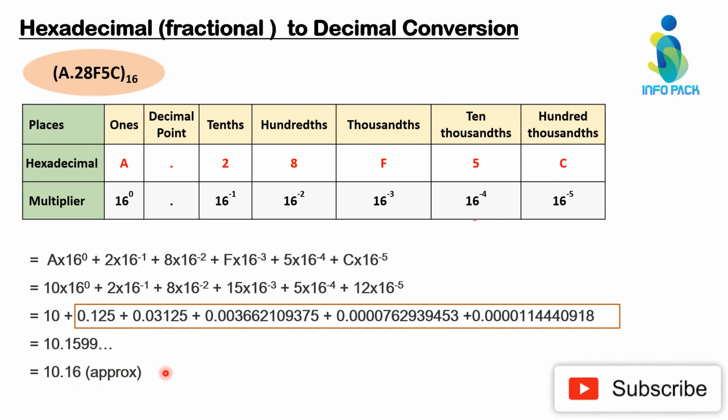Be careful when students write this answer, they get confused whether we have to put a plus sign or a point sign, so don't be confused. After adding all these values, write the final result here and add these both values also and you will get the result 10.16 approximately.